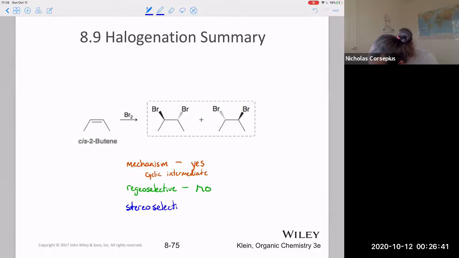The one thing that we do have to remember is, in terms of stereoselectivity, yes, this is an anti-addition. So these are stereoselective reactions and they are anti-additions.